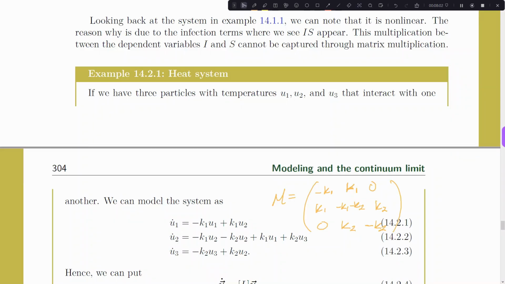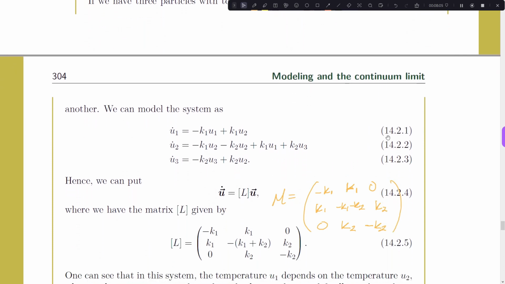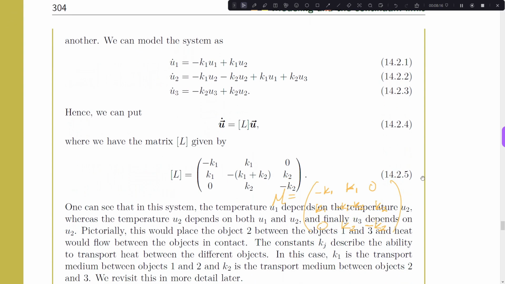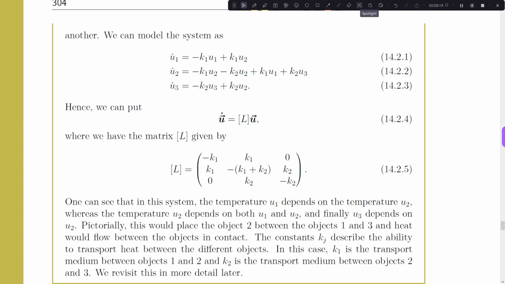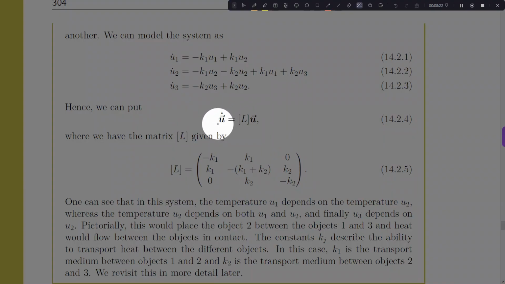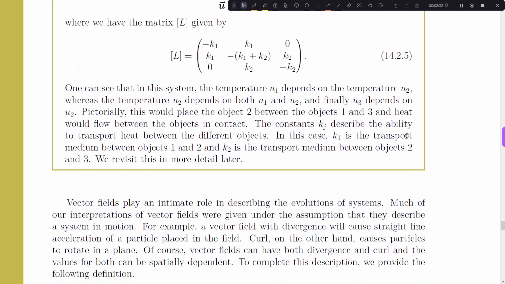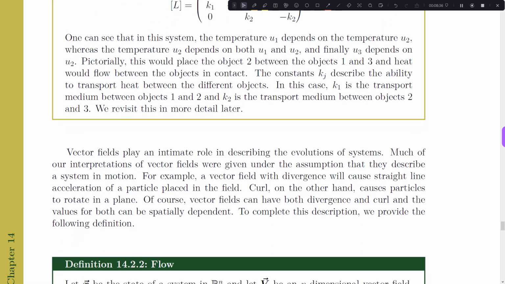So if I scroll down a little bit, hopefully this matrix shows up, and there we can see it. They're calling the matrix L, but we can see that we have the same matrix that I just developed before. And so I can represent this system as a vector u, which changes over time, with the matrix acting on the vector u. Okay, so that's how we would maybe develop a matrix out of a system that we're given. And then we're going to move on to this idea of flow.